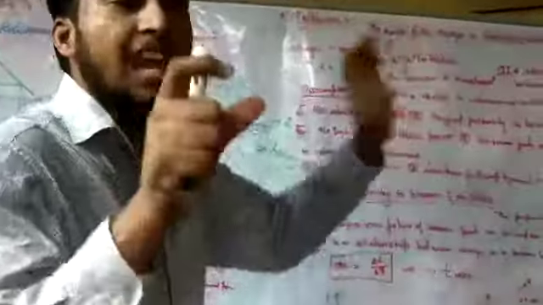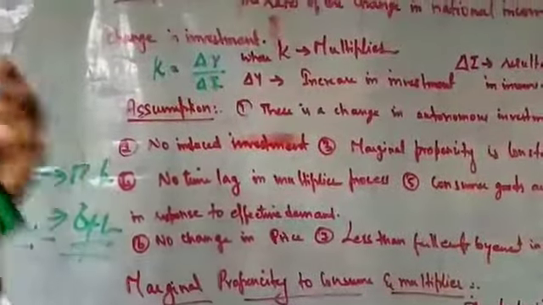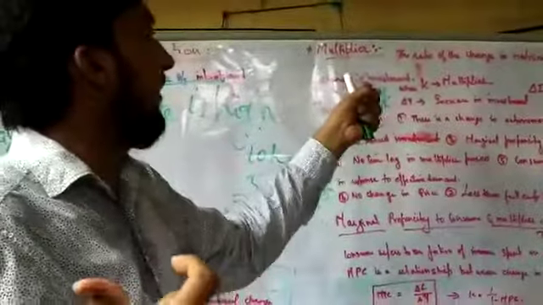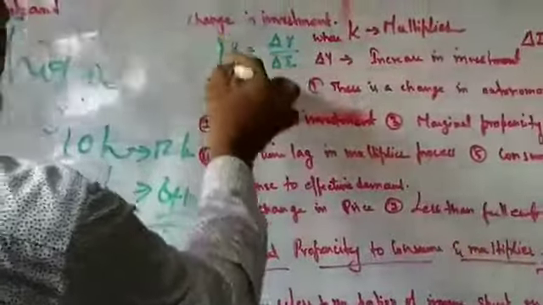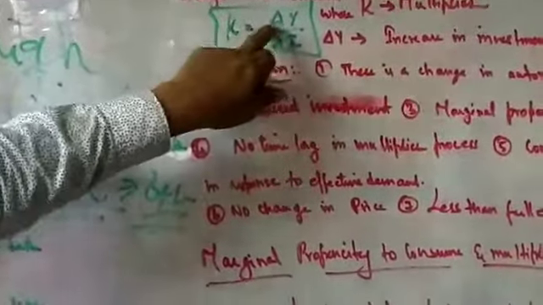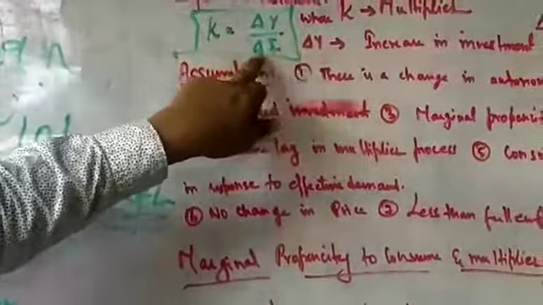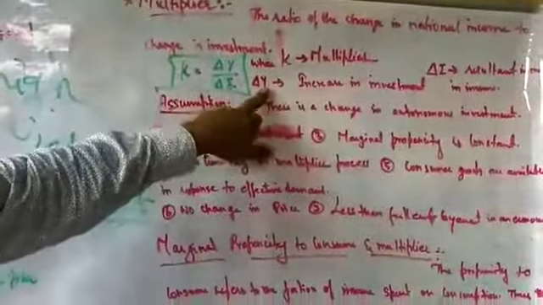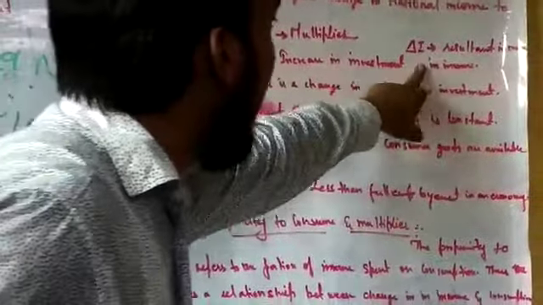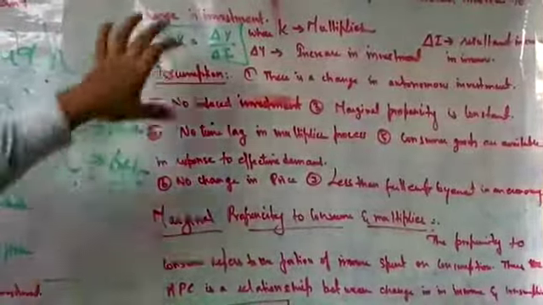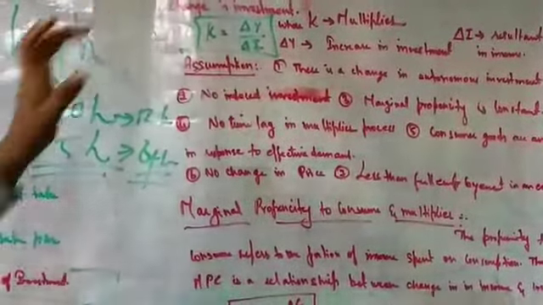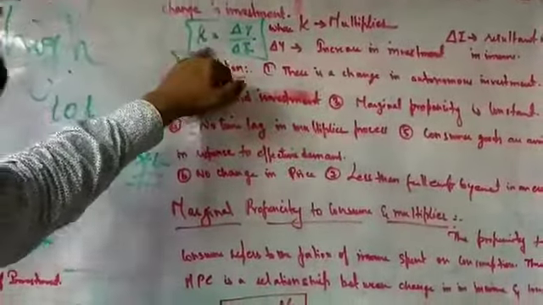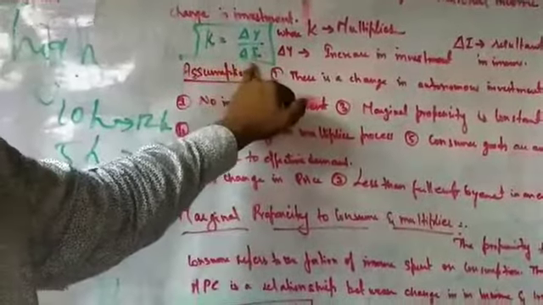So, we say the ratio of change in the national income to change in investment. The national income changing with the help of change in the investment is what we know as multiplier. Okay? You can understand with the help of a mathematical formula: K is equal to change in income divided by change in investment, right? So, K is equal to multiplier, change Y is equal to increase in income, change I is increase in investment. Okay, so with the help of this formula, we can identify the multiplier.